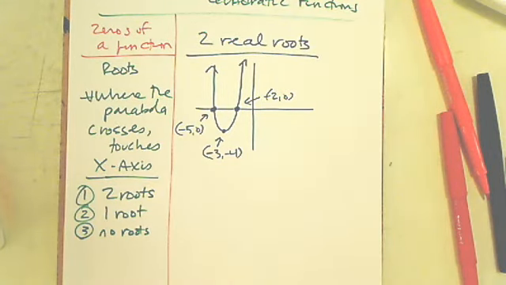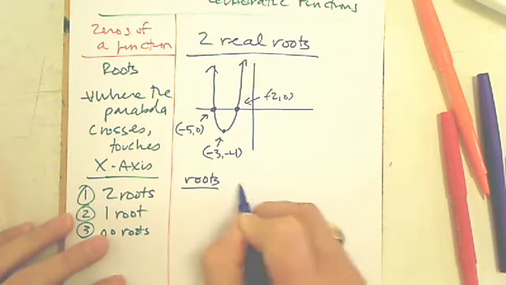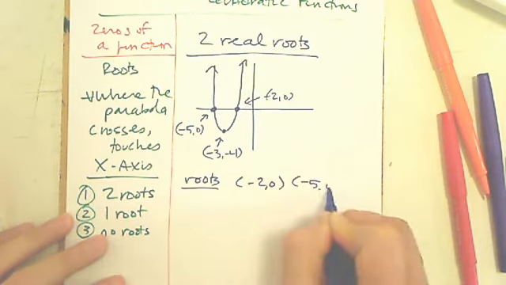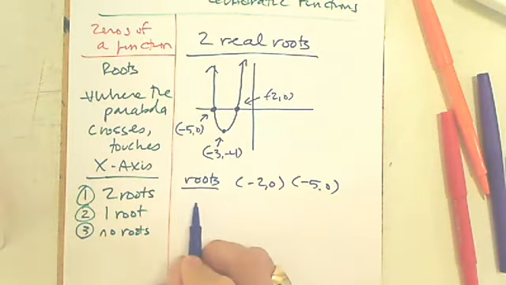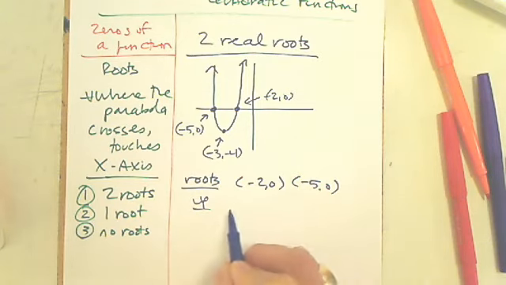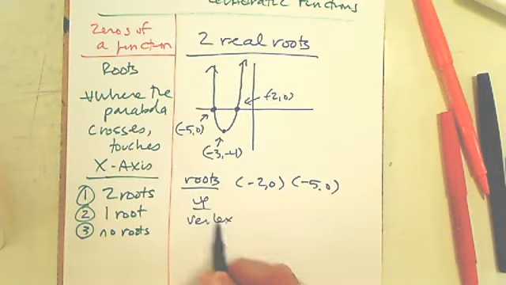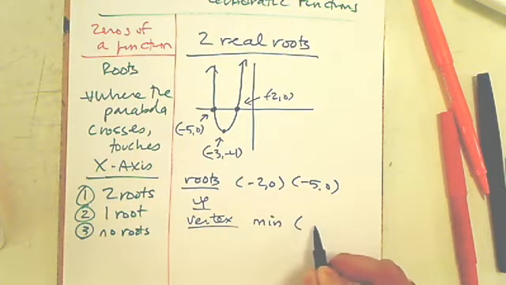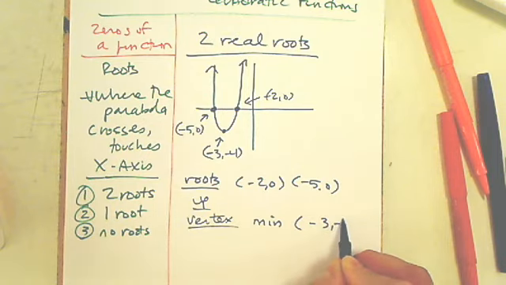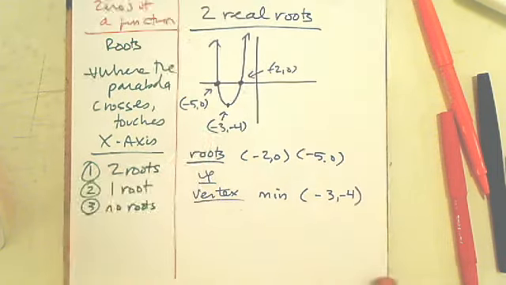Alright, Toby Lynn. Where are my roots? Location, please. -2, 0, and -5, 0. Okay. Leslie, up or down? Up. What's my vertex? Sergio, what's my vertex? Min or max? Min at where? No, -3, -4. See that?